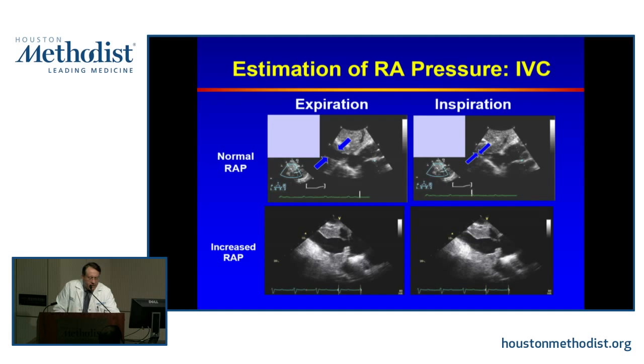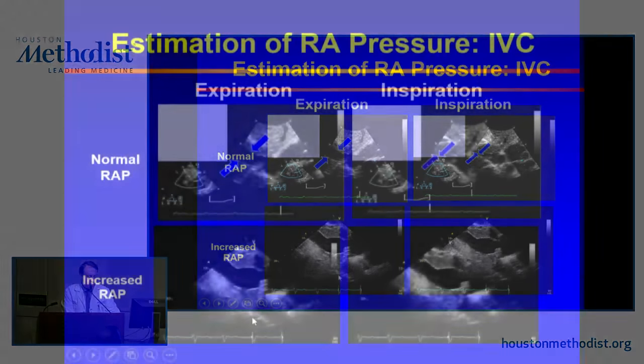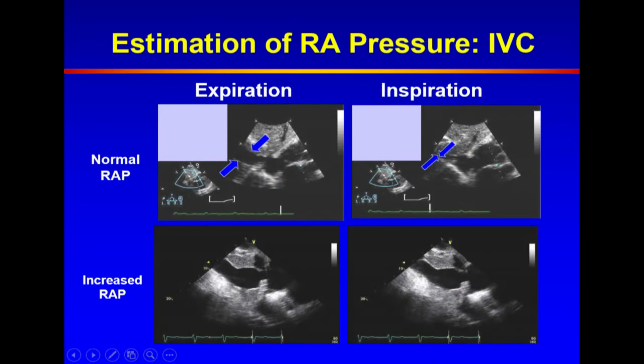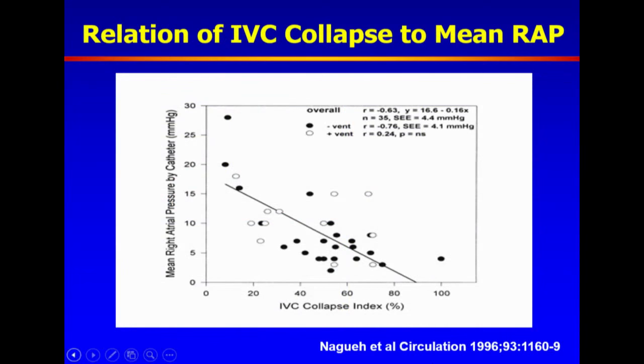RA estimation based on IVC is of value in someone who's not on mechanical ventilation, and if it's dilated and non-collapsing, that's the highest RA pressure. You see the examples in the upper panel, normal, in the lower panel, everything dilated, including the hepatic veins. Of value in patients who are not on mechanical ventilation, the lower the collapsibility index, the higher the RA pressure. What you see as the open circles are patients who are on mechanical ventilation, and it's a scatter plot.